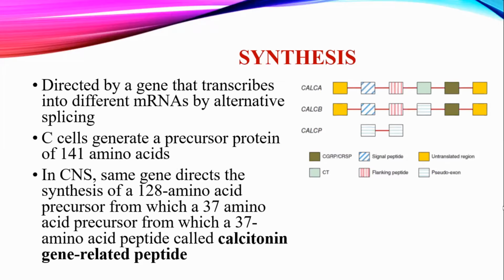This gene is also present in other tissues, like the central nervous system, which synthesizes a pre-protein containing 128 amino acids. That produces another peptide, the calcitonin gene-related peptide, which has 37 amino acids in sequence. This calcitonin gene-related peptide is involved in vasodilation.